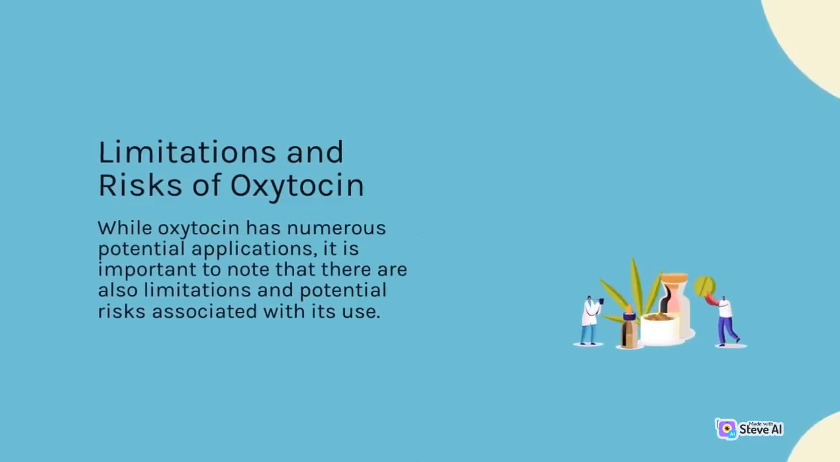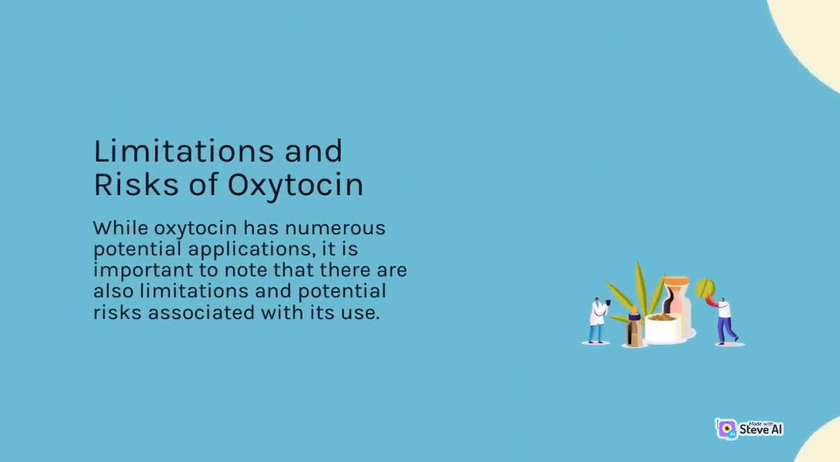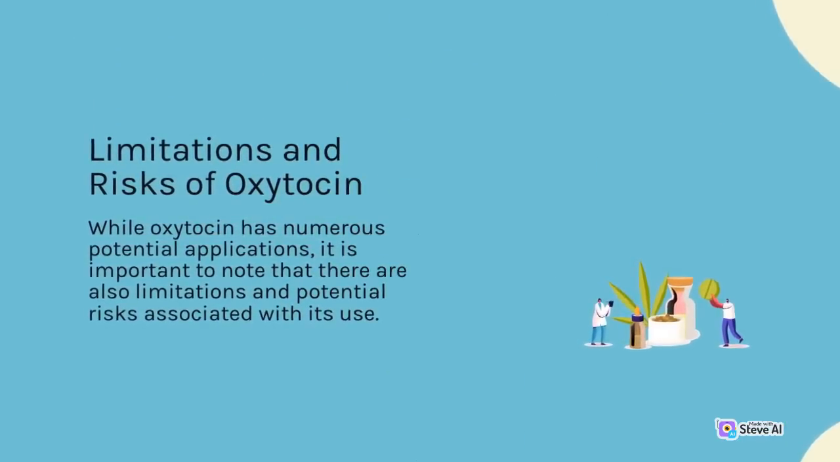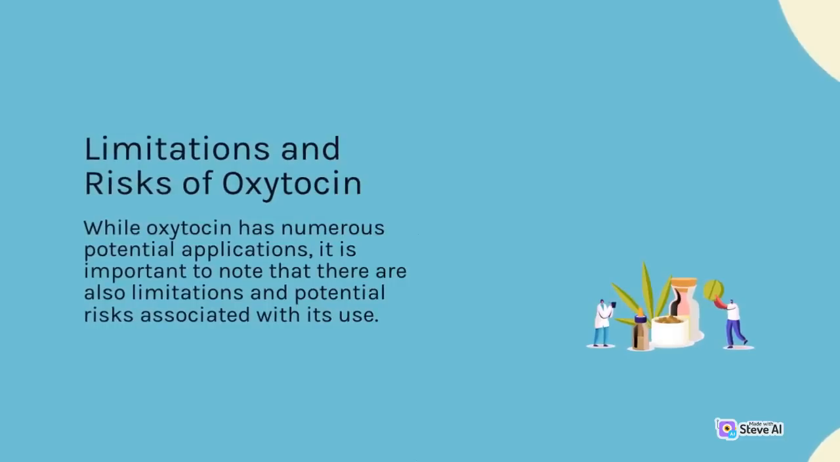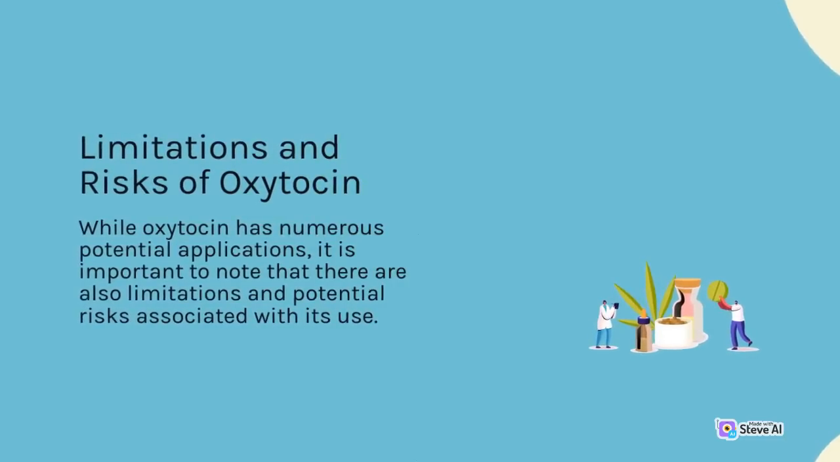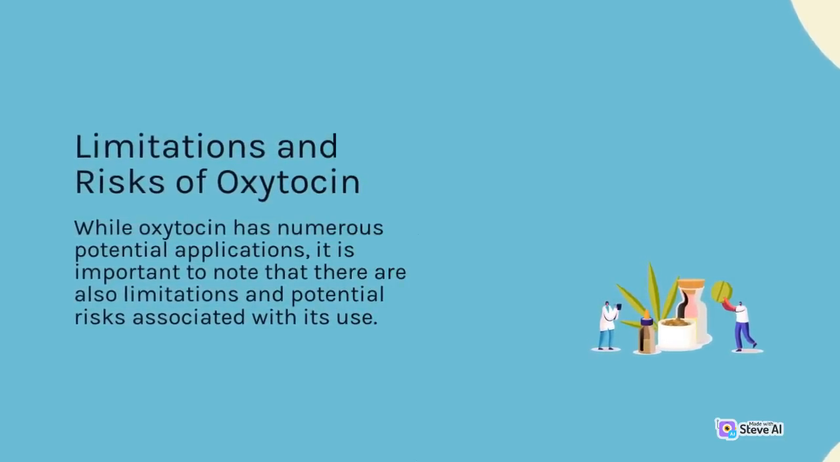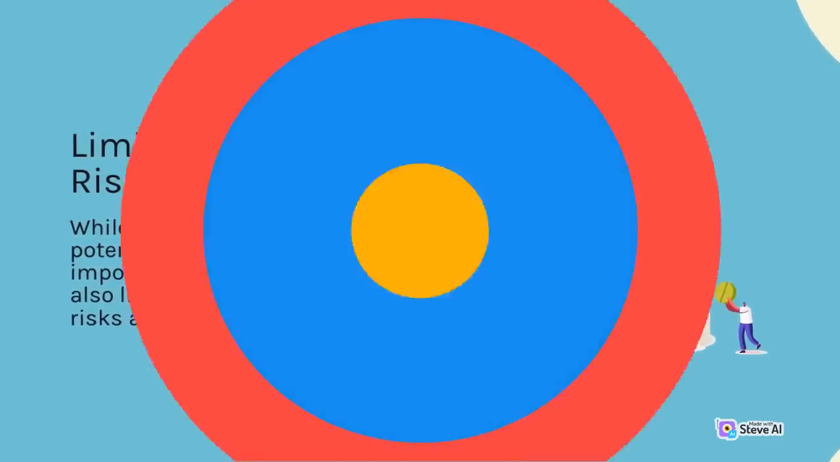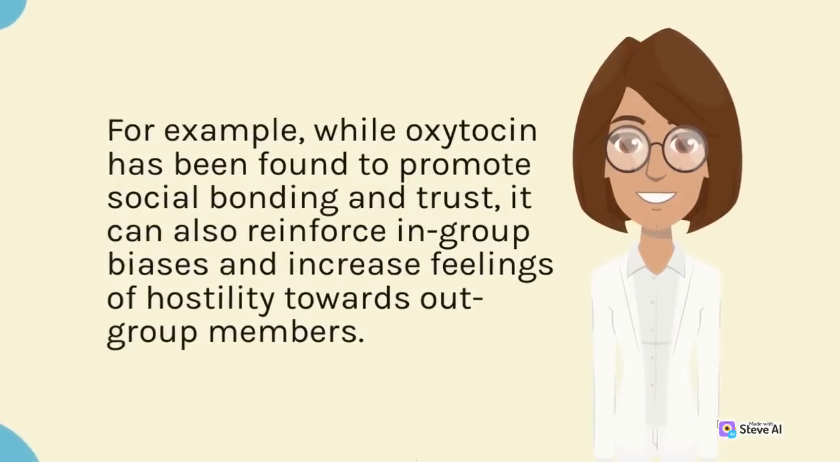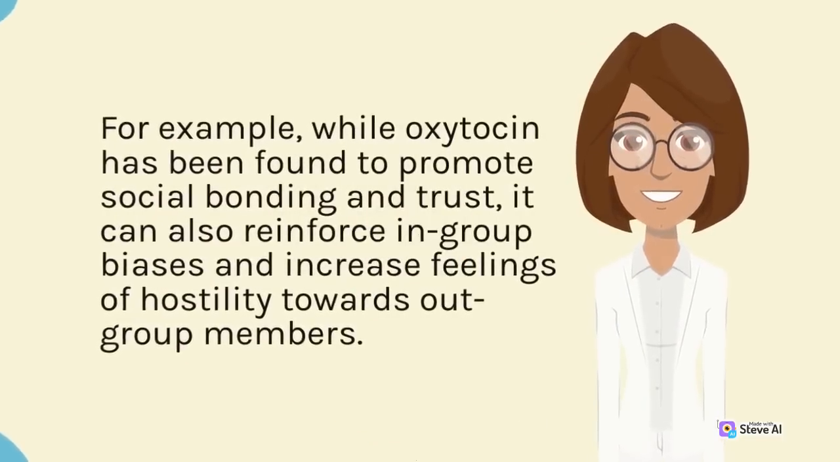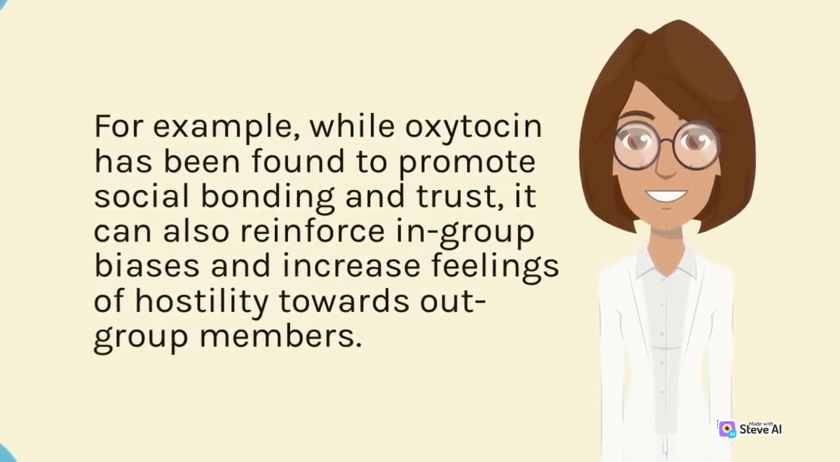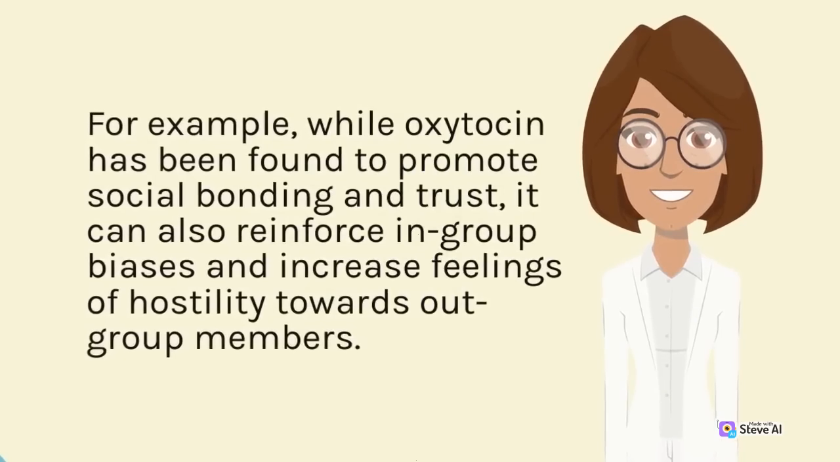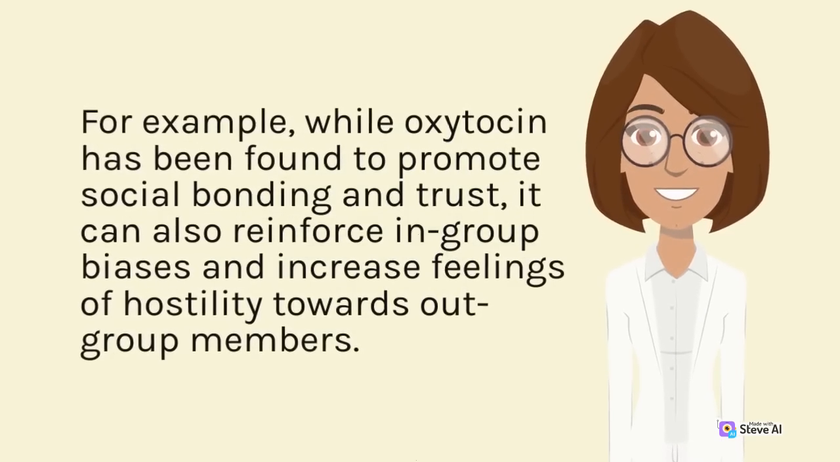Limitations and risks of oxytocin. While oxytocin has numerous potential applications, it is important to note that there are also limitations and potential risks associated with its use. For example, while oxytocin has been found to promote social bonding and trust, it can also reinforce in-group biases and increase feelings of hostility towards outgroup members.